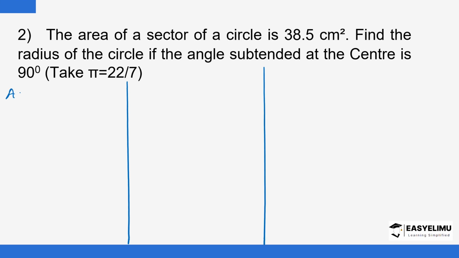So area is given by theta, that is the angle subtended at the center, over 360 times pi r squared. So we substitute in the order in which the formula is written. So we start with A, which is 38.5. So what is the angle subtended at the center? 90 degrees. We divide by 360, then you multiply by 22 over 7, and then you multiply by what? By the radius. So the radius is what we are trying to find, so that is r squared.